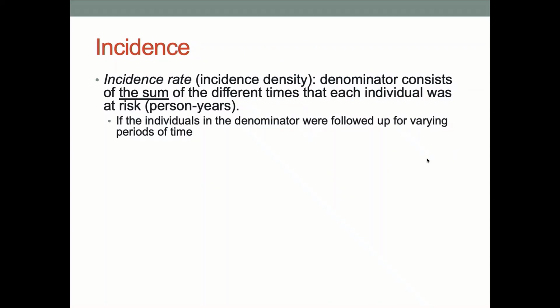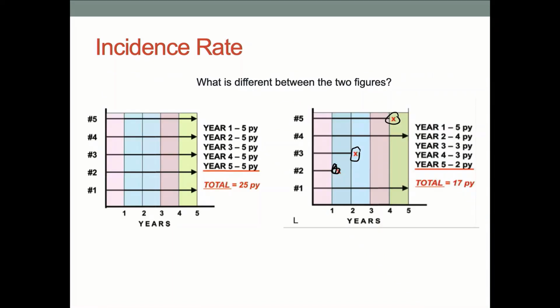Now, for incidence rate, the denominator consists of the sum of the different times that each individual was at risk. So if the individuals in the denominator were followed up for varying periods of time, that's usually when we use the incidence rate, rather than when everyone was followed for the same period, when we usually use the cumulative incidence.